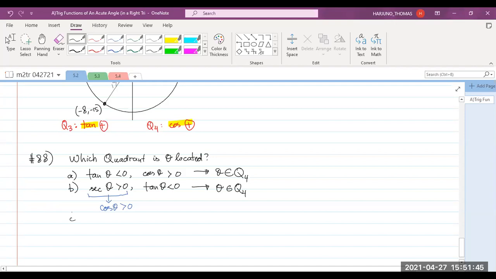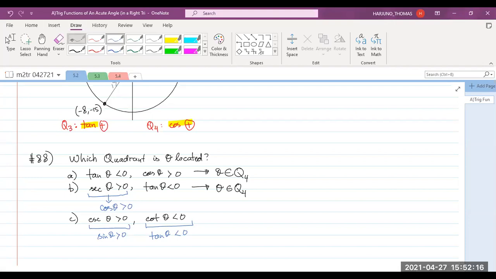Part C. Cosecant theta is positive. Cotangent theta is negative. Cosecant theta is positive means the sine is positive. Cotangent theta is negative means tangent theta is negative. Now, which quadrant? That only sine positive. Then theta must be in quadrant 2.